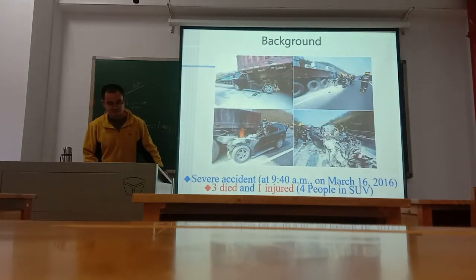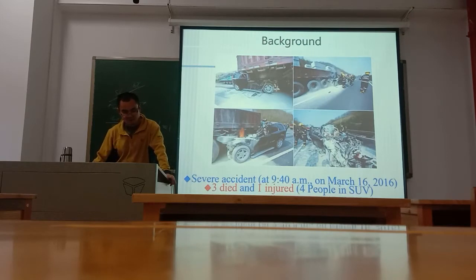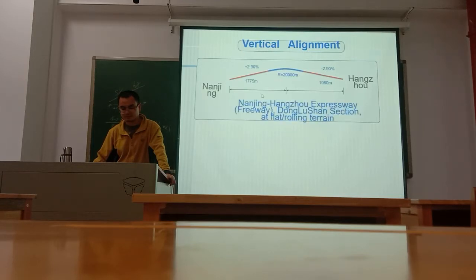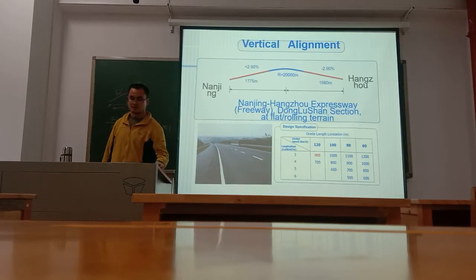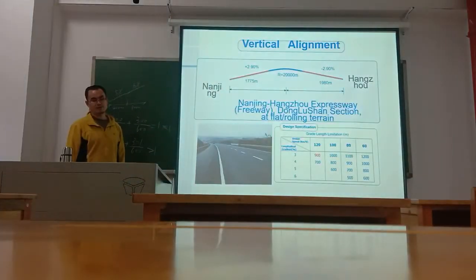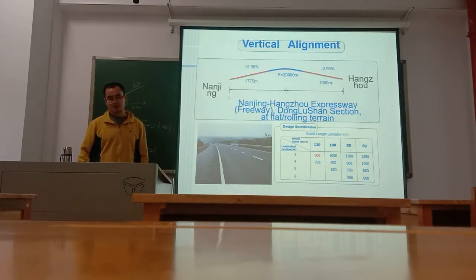Severe section, vertical alignment. This is for a real freeway, the Dongbusan section of the Nanjing to Hangzhou Expressway, or freeway, at a flat rolling terrain.